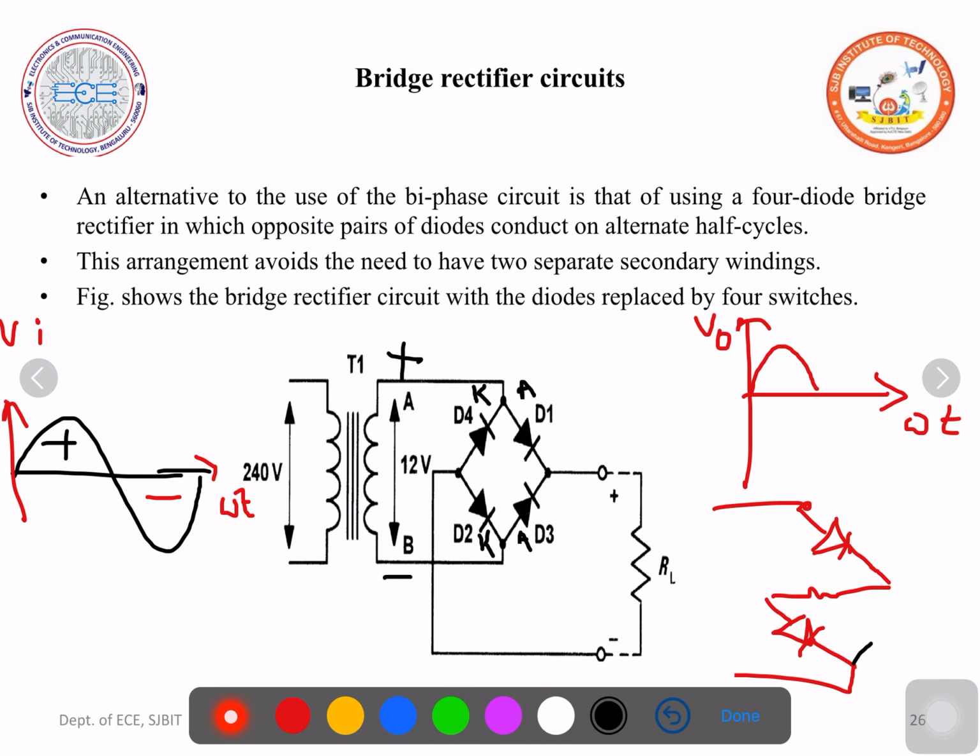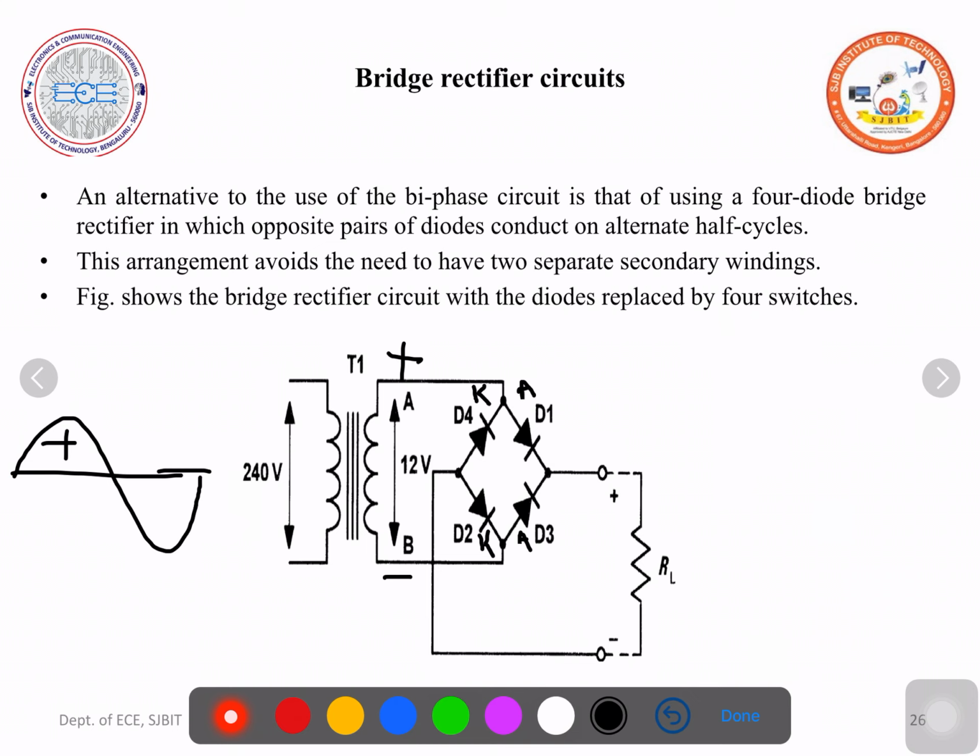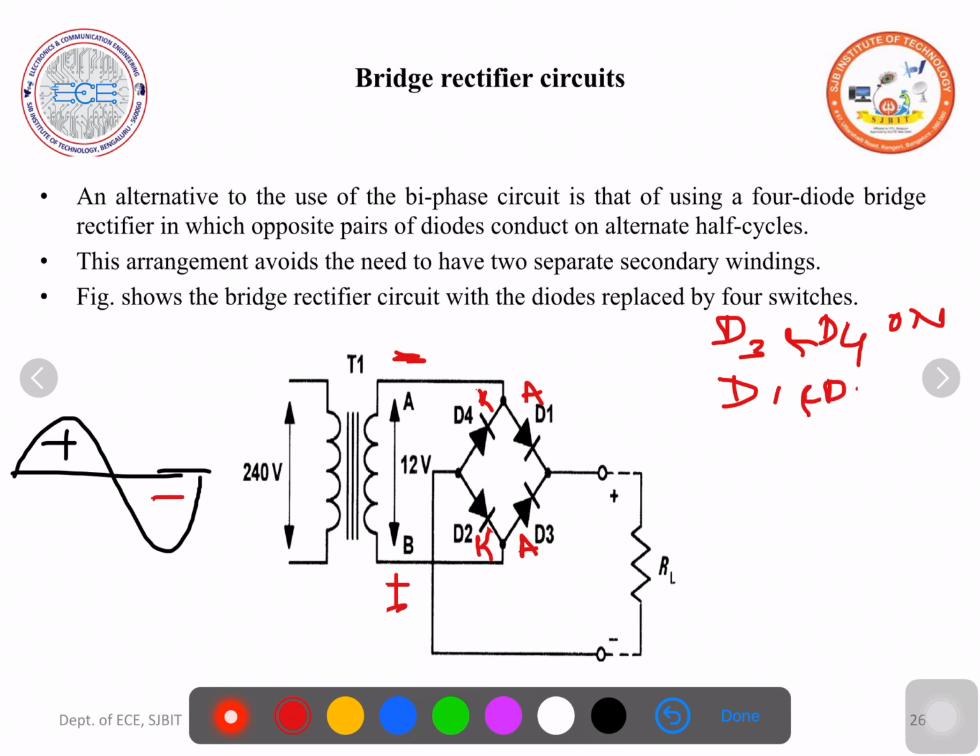During the negative half cycle, the upper terminal of the secondary winding becomes negative and the lower terminal becomes positive. So the anode of D3 is positive, so it acts as a closed switch. D4 cathode is at negative potential, so D3 and D4 are on during the negative half cycle. Similarly, the anode of D1 is at negative potential, so it is reverse biased. D2 cathode is at positive potential, so D1 and D2 are off.